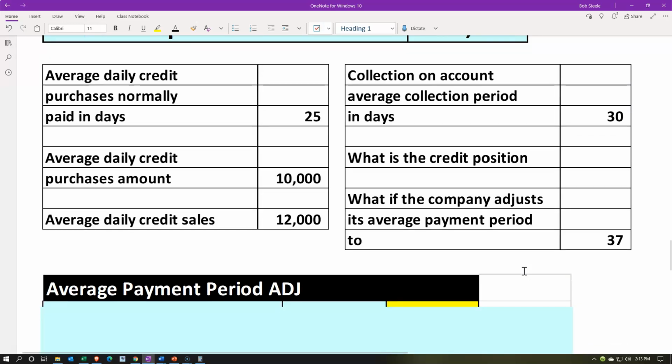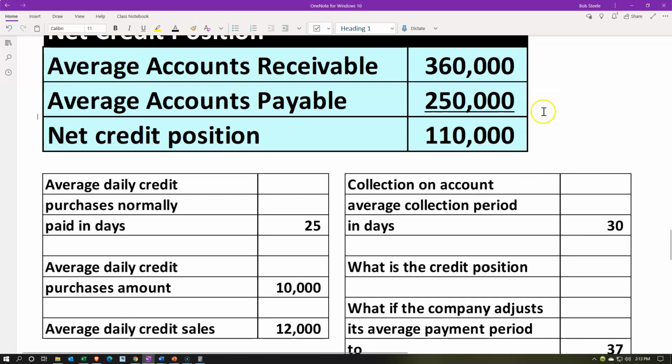So let's assume we did the second one. What if the company adjusts its average payment period to 37? So before the average payment period was this 25, we're going to say now it's 37. So we're going to have to recalculate then what our average accounts payable is. And then we can take a look at this formula again to see what our adjusted average accounts payable will be.